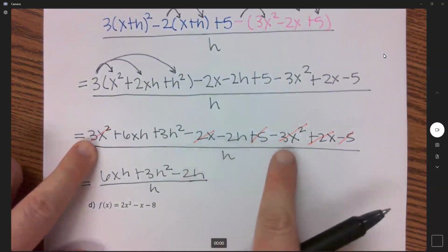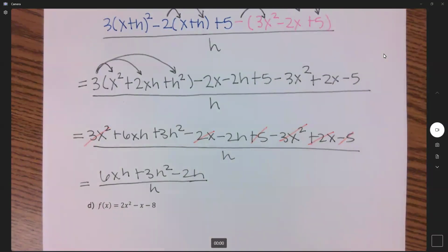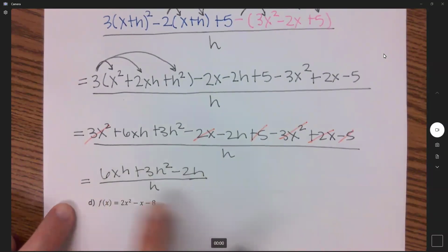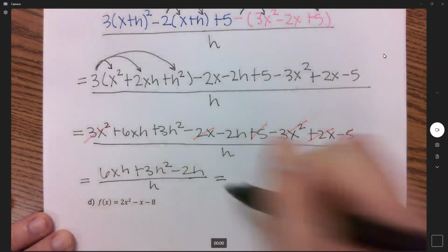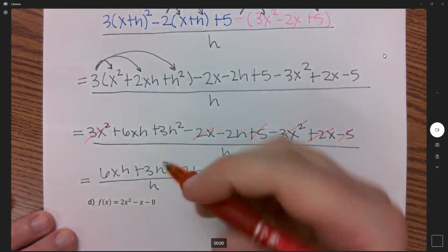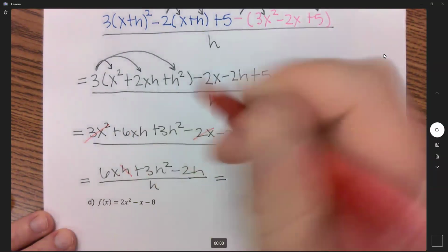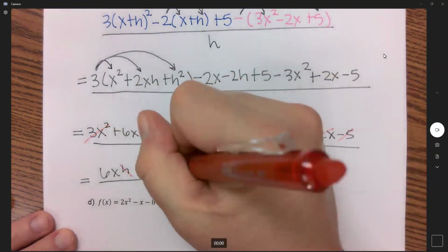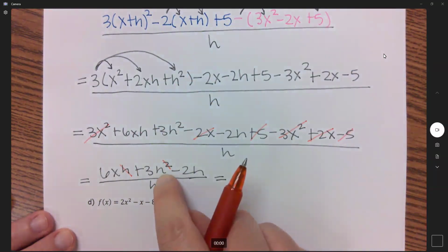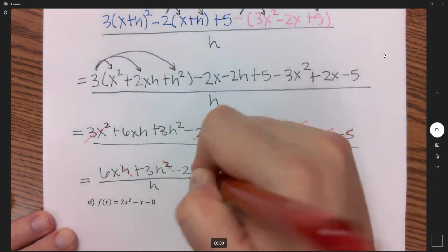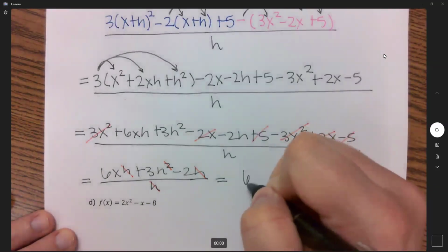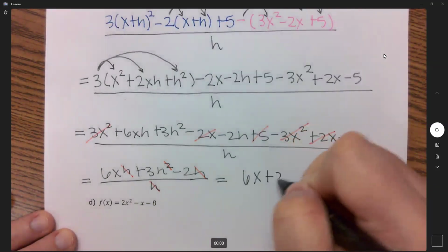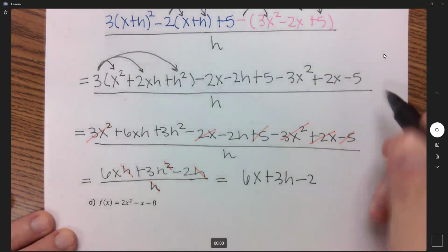Every term here that didn't have an h is what gets canceled. So now that every term here, all three on the top and the one in the bottom, have an h, we can take away an h from all of them. So this h goes away. We have two h's here, so one goes away, leaves the one behind. This one goes away, and the one on the bottom goes away. So my final answer is 6x plus 3h minus 2.